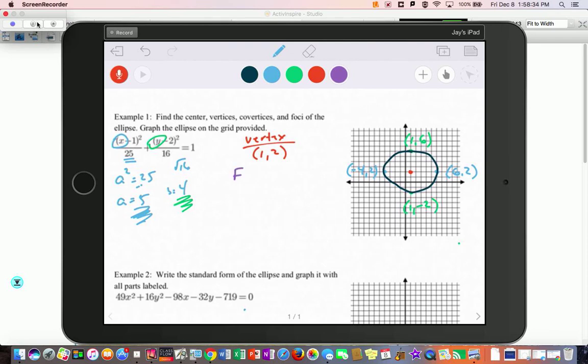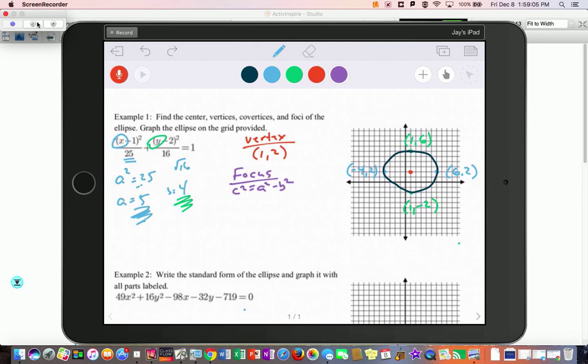So to find the focus, I'm going to do that formula. So you can't really mess up the formula, because if you add a squared plus b squared, you end up with the square root of 41. And the square root of 41 is more than 6. So you'd end up with a focus here and a focus here. Well, they can't be outside of the ellipse. So when you subtract it, it'll work.